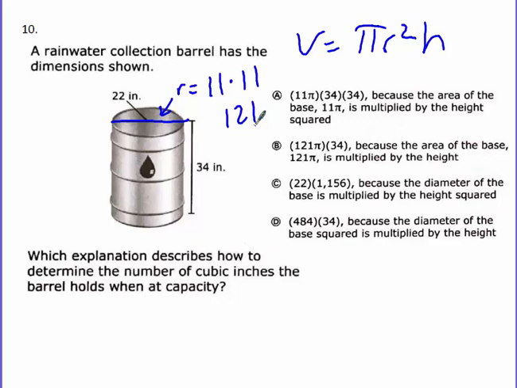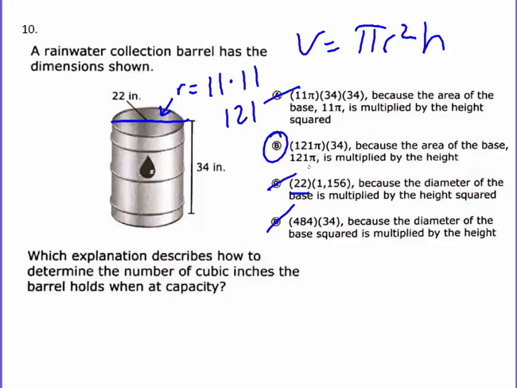So here I've got 11 pi, 34, and 34. Am I going to square the 34s? No, I'm not. This one right here, 121. Where did we get the 121 again? Oh, with the 11 squared, the 11 times 11. And then pi times the 34. So does that one fit? Yes, that one does. This one we're using the diameter, so it's out. And this one, 484, is 22 squared, so I know it's out. So both of those are out. B is the correct answer.